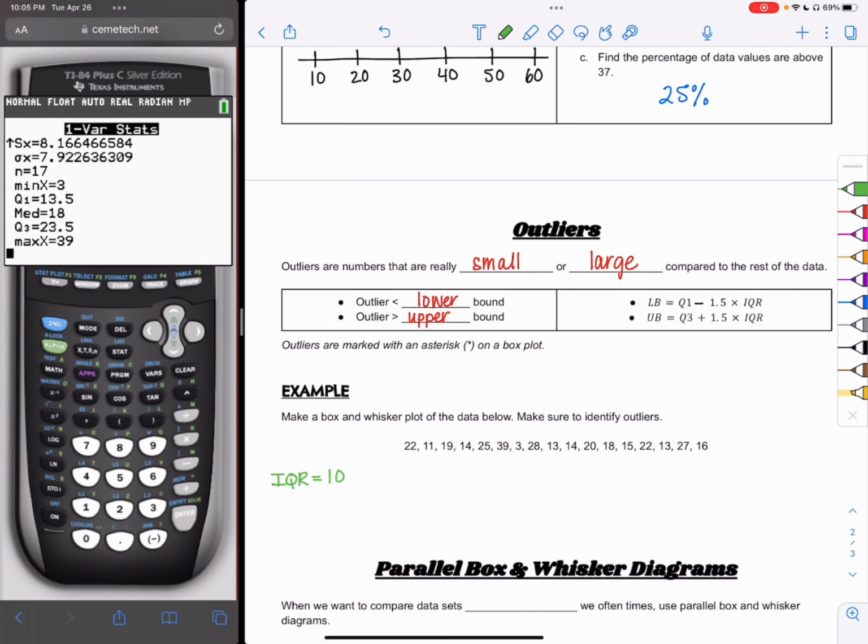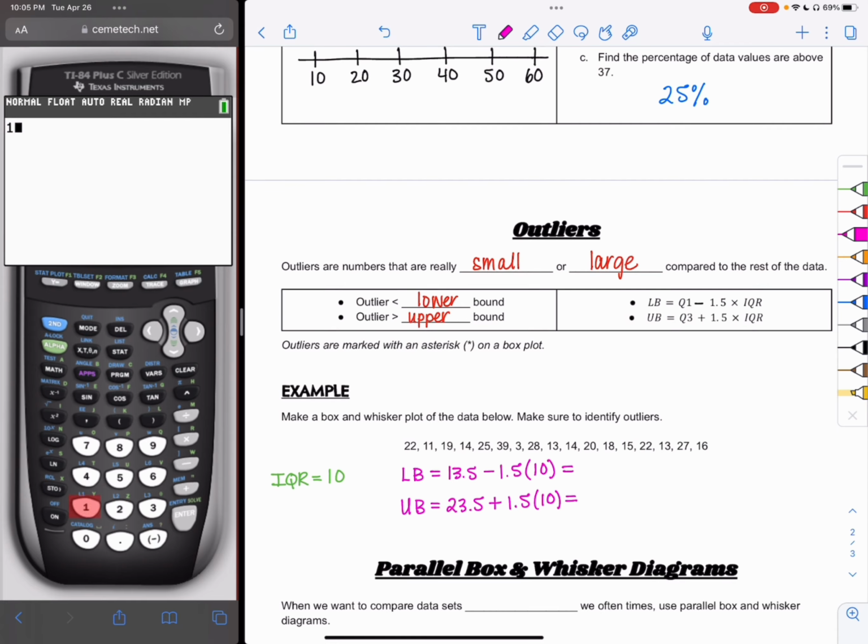So basically, I need to find my upper and my lower bound. So I know that my lower bound is going to be equal to my Q1, and my Q1 is 13.5. And then we're going to have to subtract 1.5 times the interquartile range, which is 10. My upper bound is going to be my Q3, which is 23.5, and I'm going to add 1.5 times my interquartile range here.